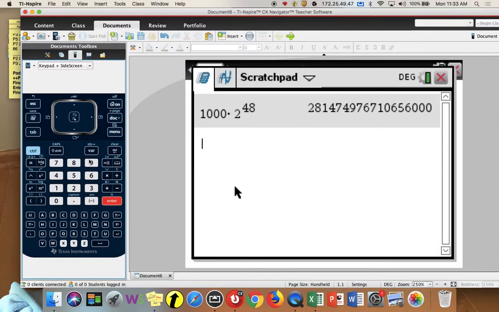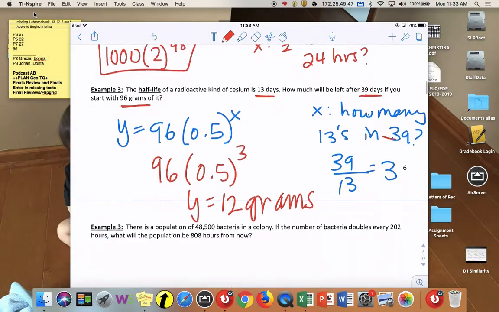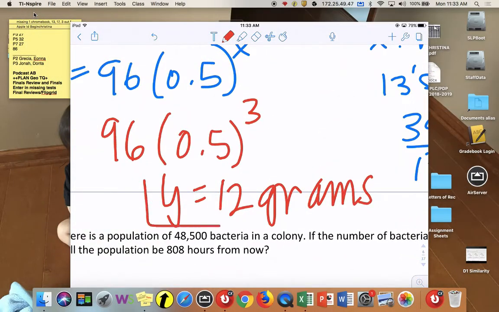All right, type it in. 96 times 0.5 to the power of 3, and that would be 12. 12 grams. Whoops. All right, so there's our answer, 12 grams.